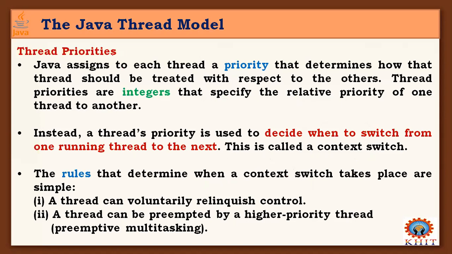Next one, a thread may have priorities. And we know that thread priority determines how the thread should be treated with respect to the other threads. It's having some importance. Thread priorities are nothing but integer values that specify the relative priority of one thread to another. A thread priority is used to decide when to switch from one running thread to the next.